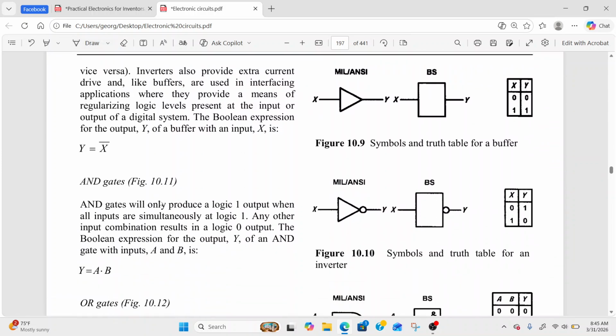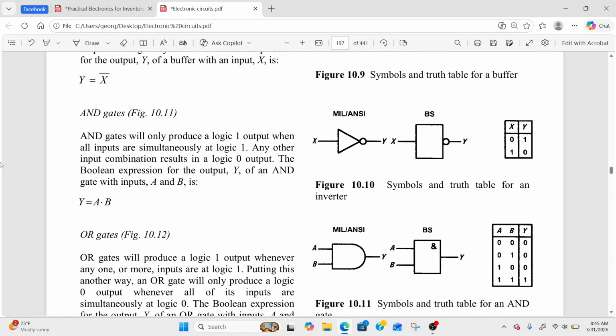So the inverter, if you take a look at the symbol of the inverter, it's basically a buffer, the same thing as a buffer, but it has this circle in the output, and what this means is that it's negating the input. So if the input is a 1, a logic 1, it's going to negate that input. So it's going to have a 0 on the output.